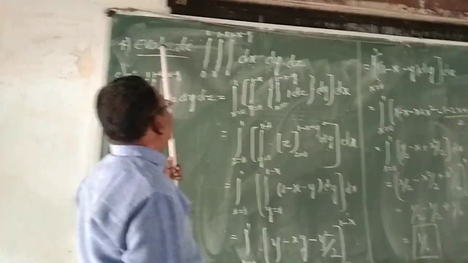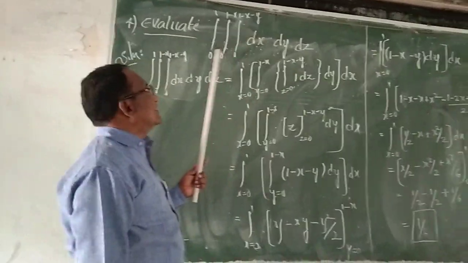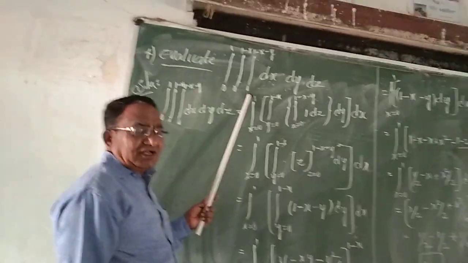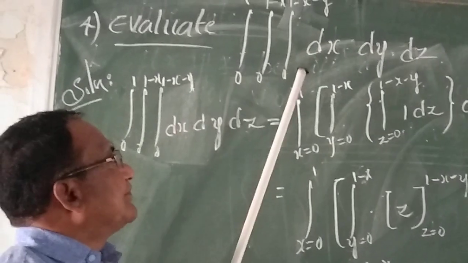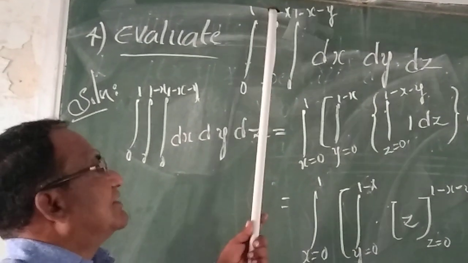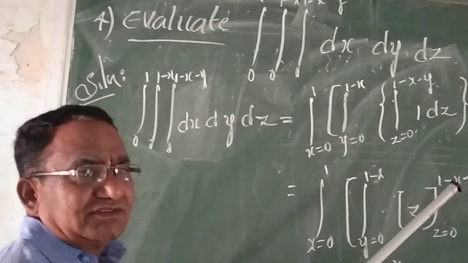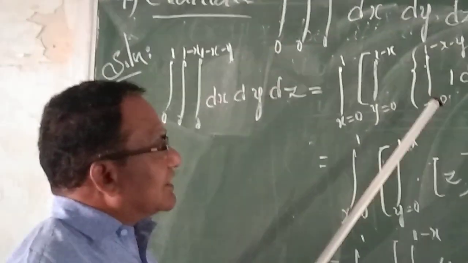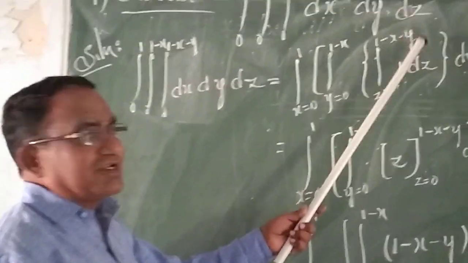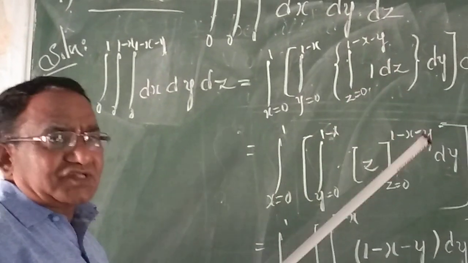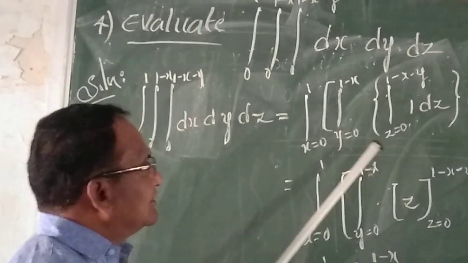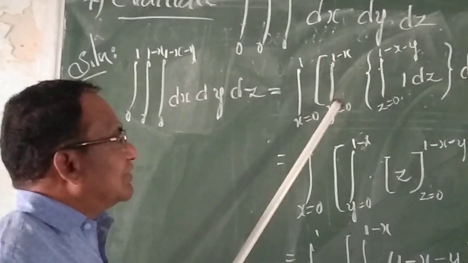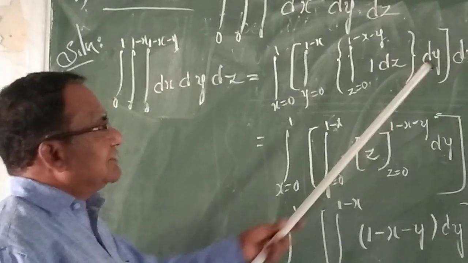Let us take this example here. Evaluate integral from 0 to 1, integral from 0 to 1 minus x, integral from 0 to 1 minus x minus y. You can observe here z is a function of x and y. So you take integral from z is equal to 0 to 1 minus x minus y and integrate with respect to z first. Later on here, integral from 0 to 1 minus x means y is a function of x. So y varies from 0 to 1 minus x, right, into dy next.